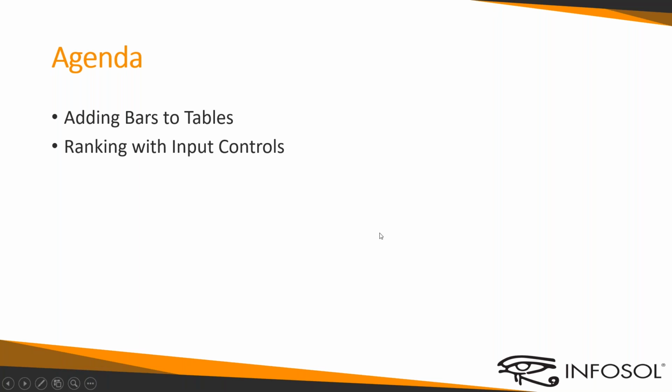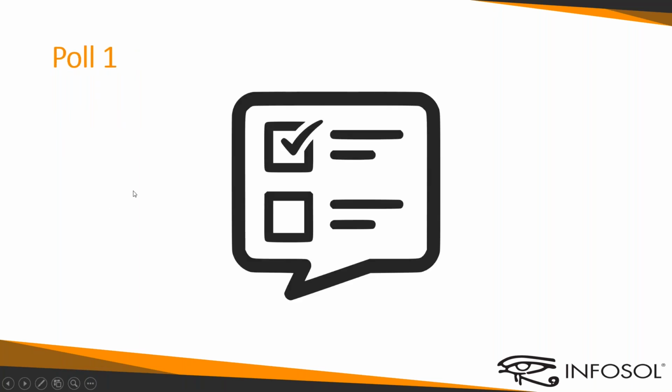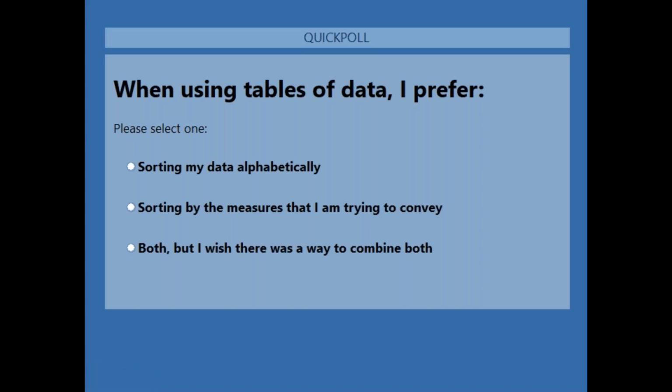But before I jump into the first example, I wanted to kick it off with just a poll question, just to kind of get us started. All right, so the poll question asks, when using tables of data, I prefer, and please select one, sorting my data alphabetically, sorting by the measures that I'm trying to convey, both, but I wish there was a way to combine both. So we're going to give everyone a couple seconds to put in your answers.